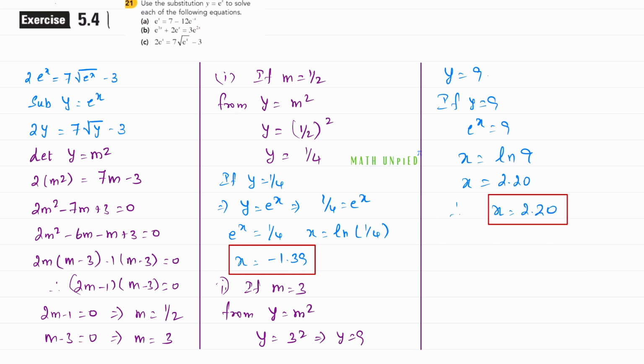So x can take two values, and they are minus 1.39 and 2.20.